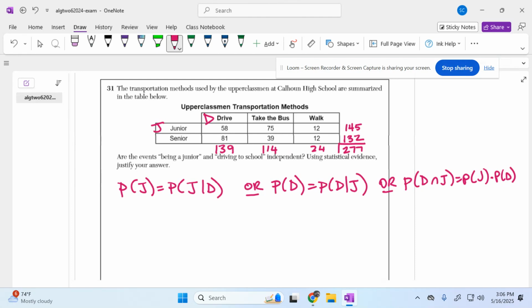So let's just do the first one. The probability of being a junior, there are 145 juniors out of the 277 people in the survey. The probability of junior given drives, we don't need the conditional probability rule because we have this nice two-way table. So we're only looking at the people that drive here, and there are 58 juniors out of the 139 drivers to school.